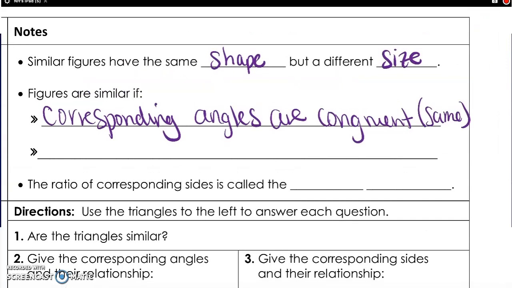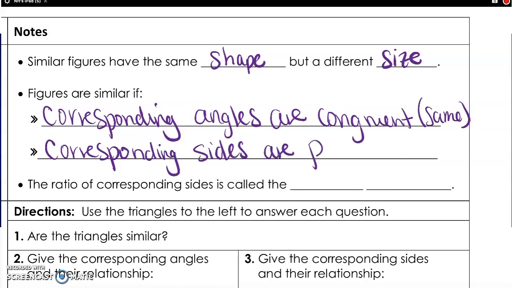The other thing is that corresponding sides have to be proportional. What that means is they have the same ratio. So they can't be equal. They can't be the same length, because then it would be the exact same shape. Just their ratios have to be the same. And we'll look at what that means here in just a minute.